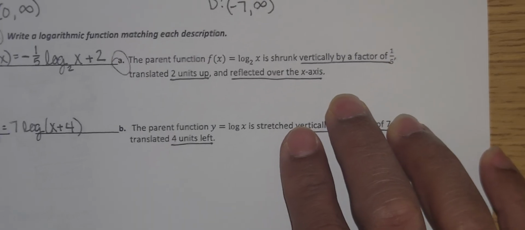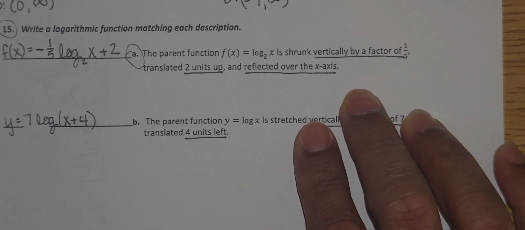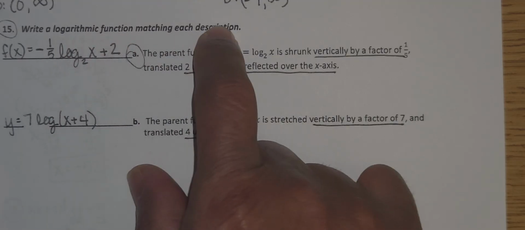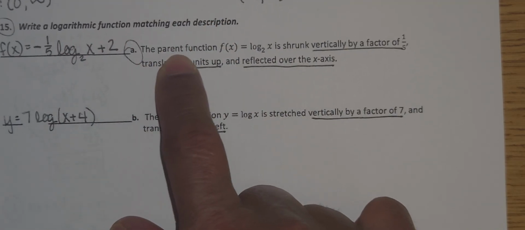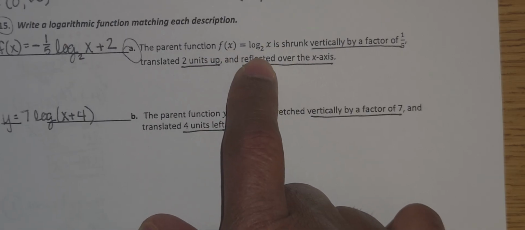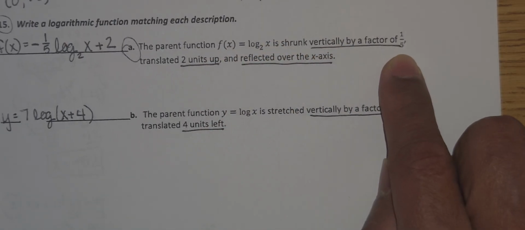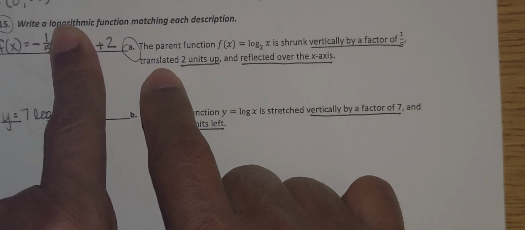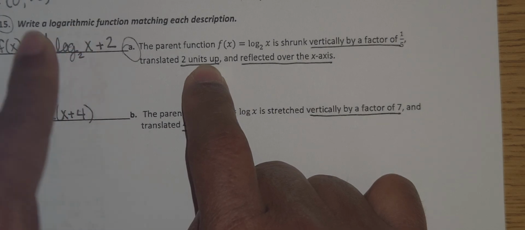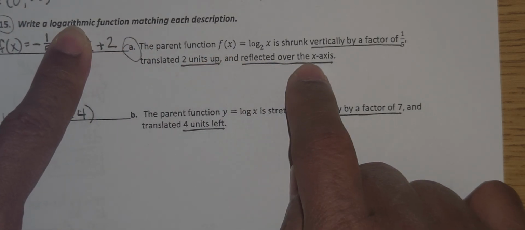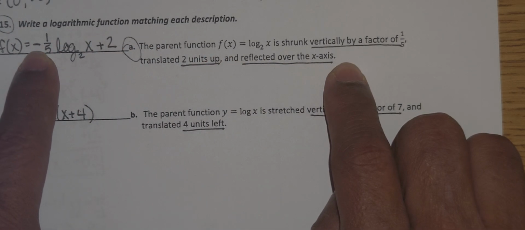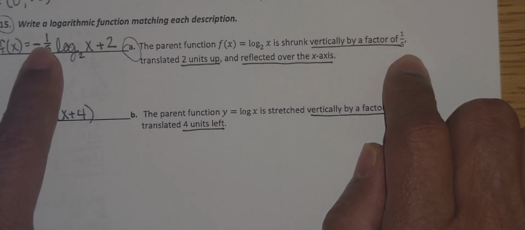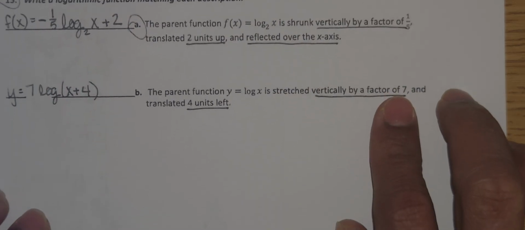What about when they give you the description of a transformation? This is asking us to write a logarithmic function matching each description. This one says the parent function f of x equals log base 2 of x is shrunk vertically by a factor of 1/5. As you can see, there's a 1/5. And then it says translated 2 units up, so then there's a plus 2. And reflected over the x-axis. So then we must have a negative in front of the 1/5. That's going to make the graph reflect over the x-axis.